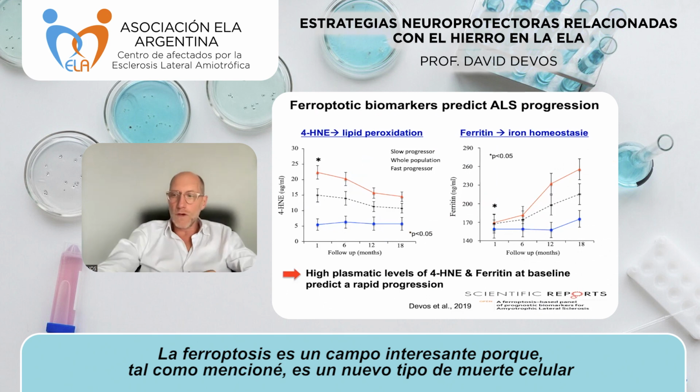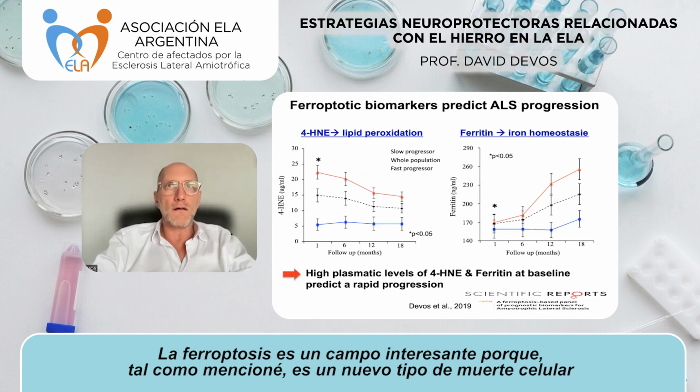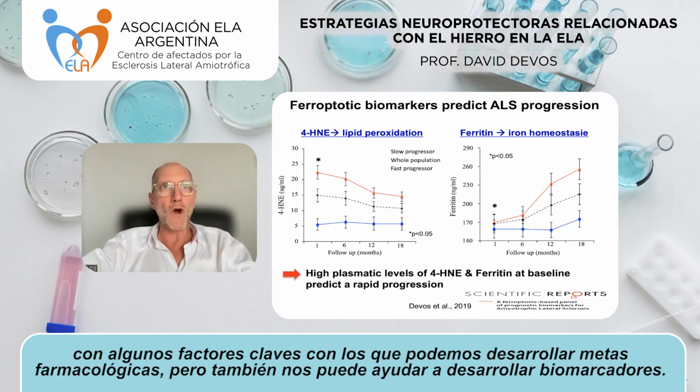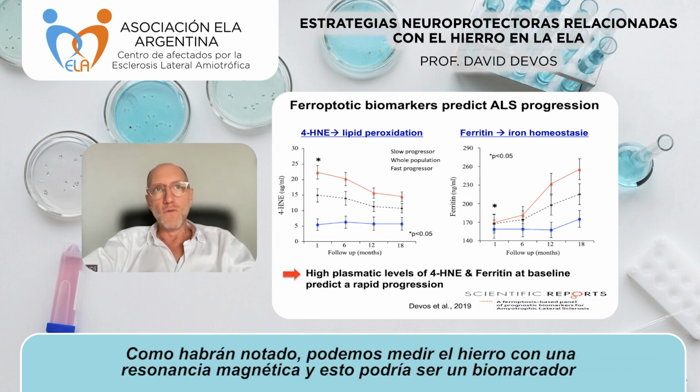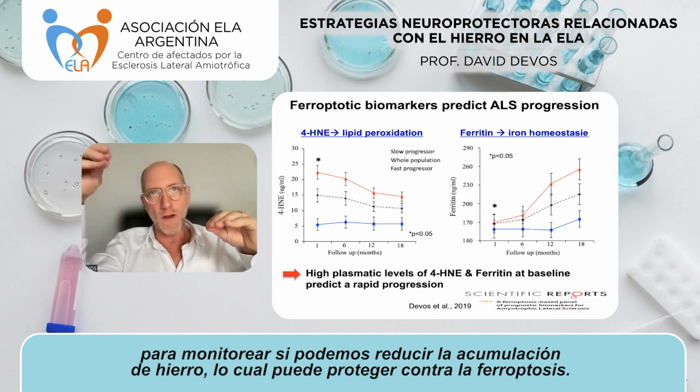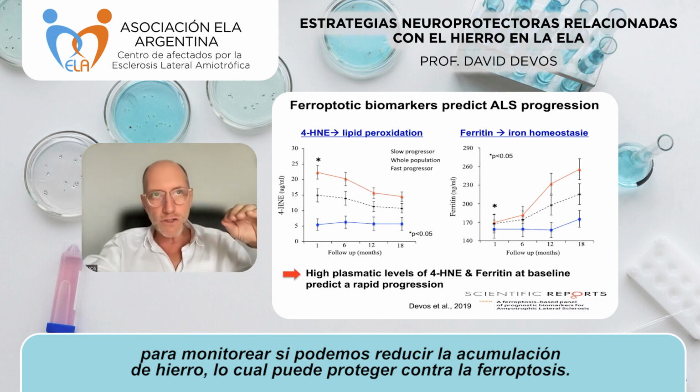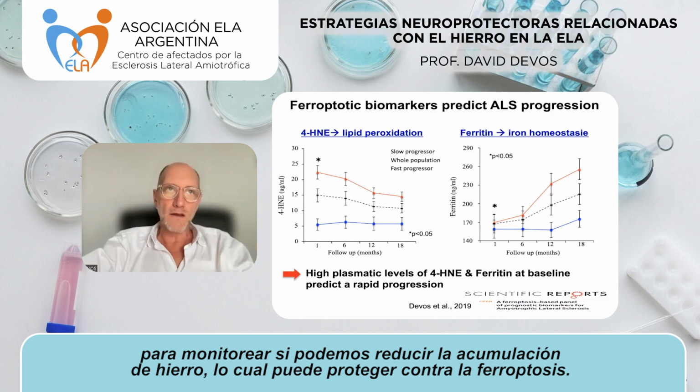Ferroptosis also is an interesting field because, as I said, it's a very new type of regulated cell death with key players on which we may develop pharmacological targets, but it could also help in developing biomarkers. As you notice, we can measure iron with MRI, and this could be a biomarker to monitor whether we can reduce the iron accumulation, and this may protect against ferroptosis.